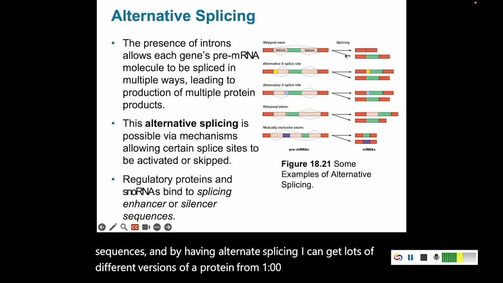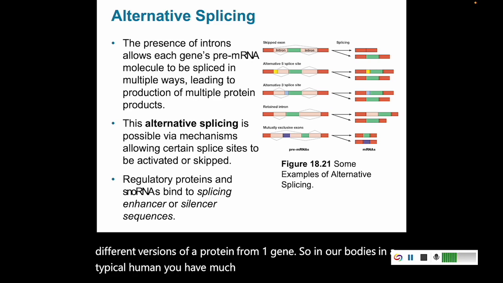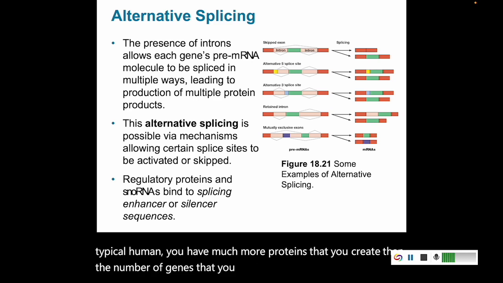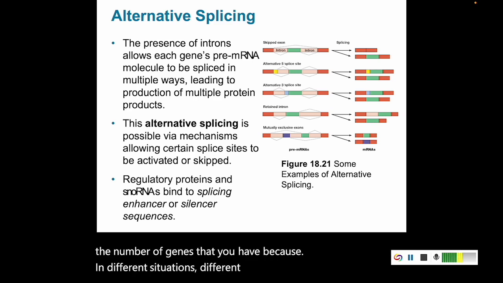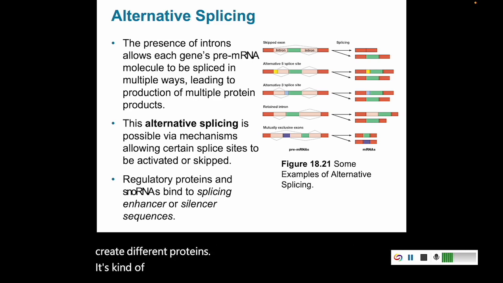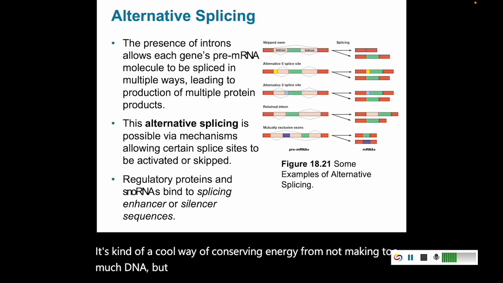So in a typical human, you create many more proteins than the number of genes that you have, because in different situations, different genes will be spliced differently to create different proteins. It's kind of a cool way of conserving energy by not making too much DNA, but still getting the protein products that we need.